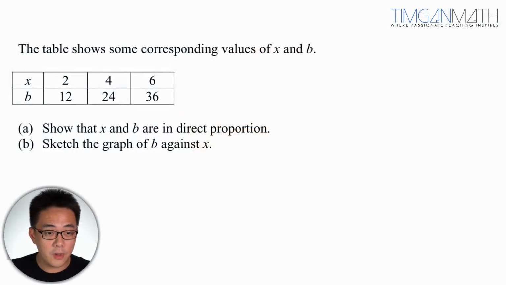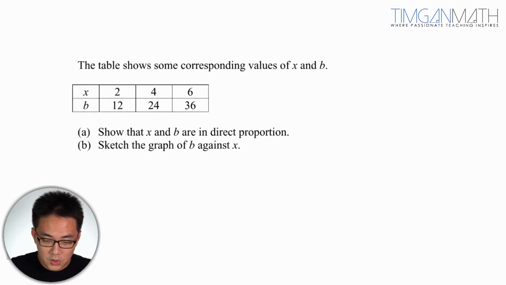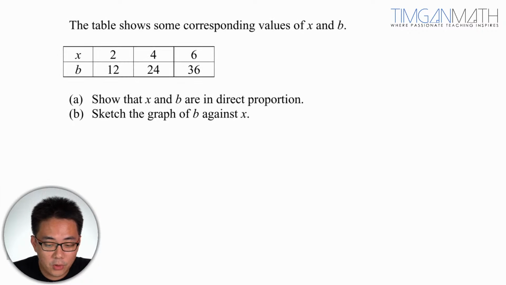Hi students, let's look at this question here, which is on direct proportion. Let's see how we can do this question proficiently. You are given that the table shows some corresponding values of x and b. You're told to show that x and b are in direct proportion. So how do you actually show that two variables are in direct proportion? That is basically the question.